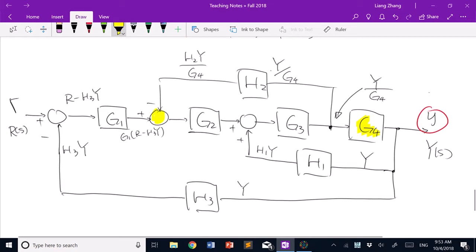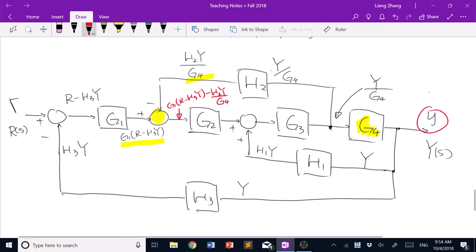Now for this summing junction, you know what happens on one side of it, and this is the other output. Of course, when we subtract the two, we can figure out the signal here, which will be G1 R minus H3 Y, and then minus H2Y. This will be the signal at the input of this G2 block.